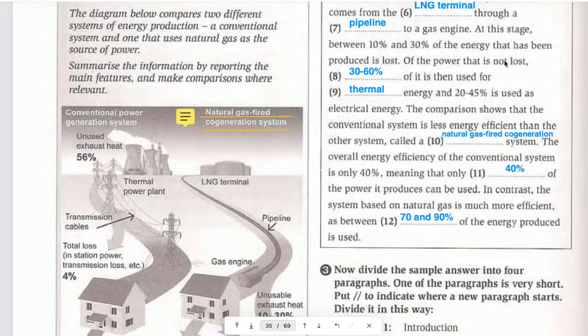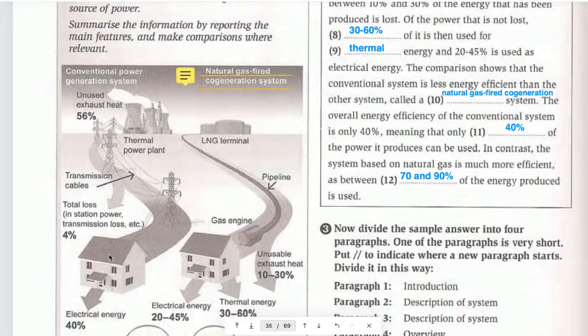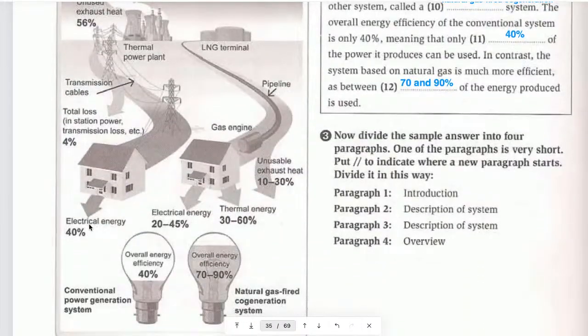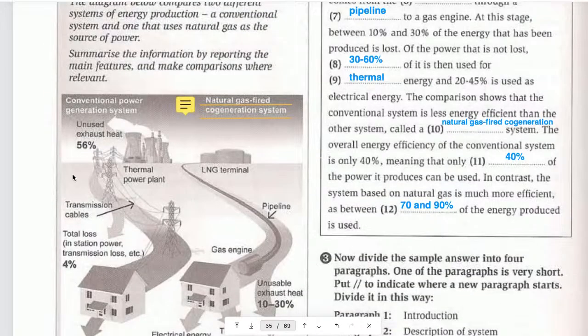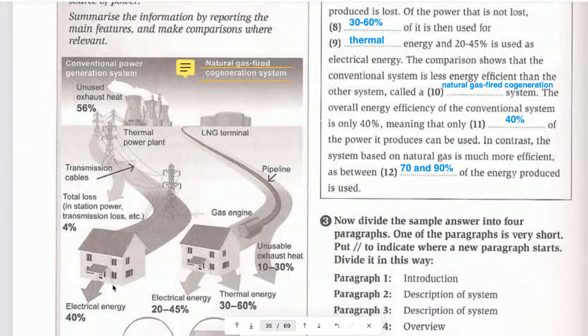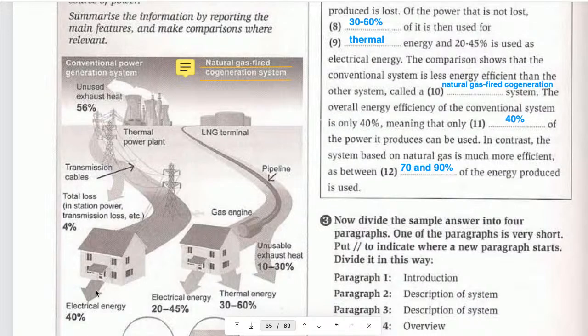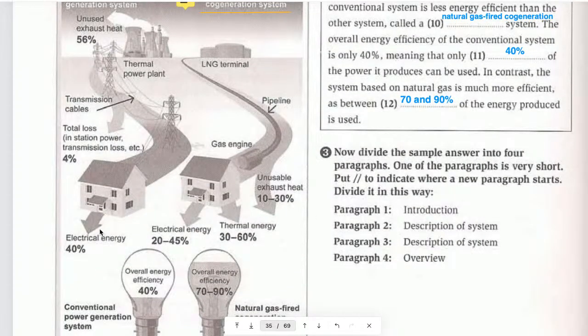You understand? So it's different from the first system, right? Because for the first system, they say that only 40% of the energy is used for electrical energy, because with this system it loses 60% on the way, so they have only 40% left, and all of that 40% is used for electrical energy. But the second system is different.